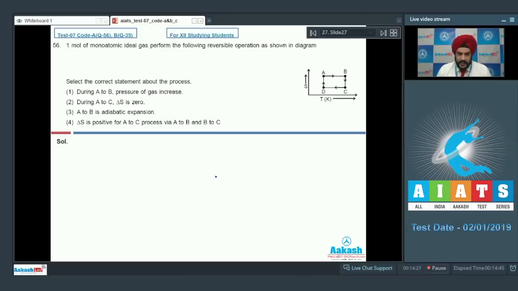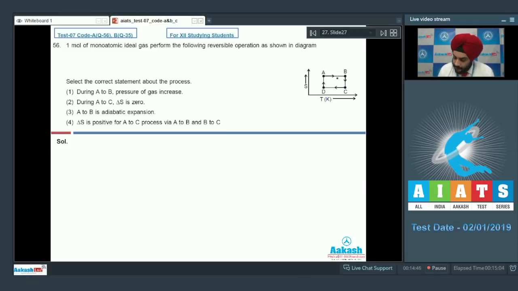Question number 56. 1 mole of a monatomic ideal gas performs the following reversible operation as shown in the diagram. So we have an S versus T graph. We have to select the correct statement about the process. In the first statement, the examiner says during A to B, the pressure of the gas increases.